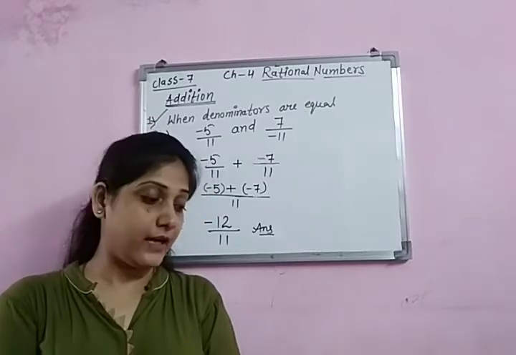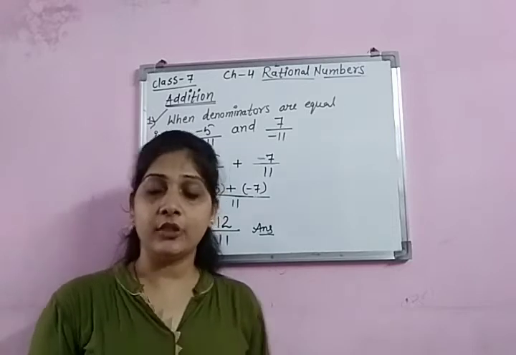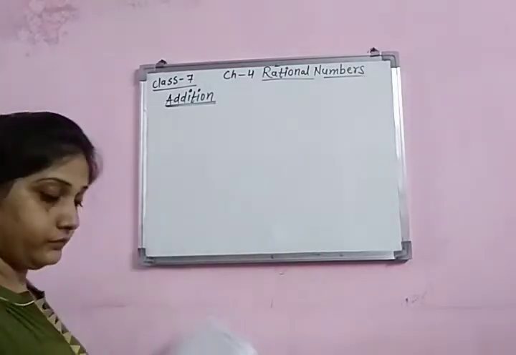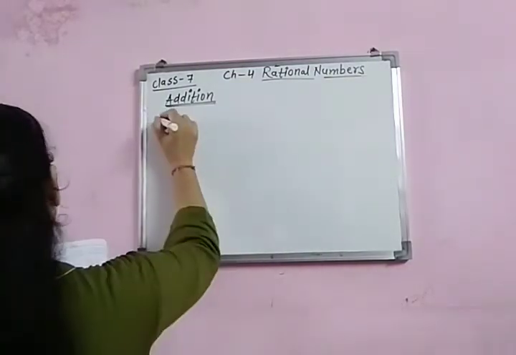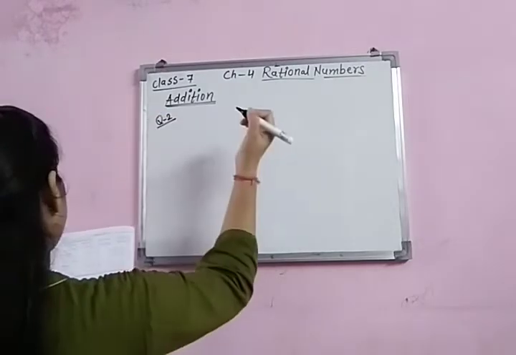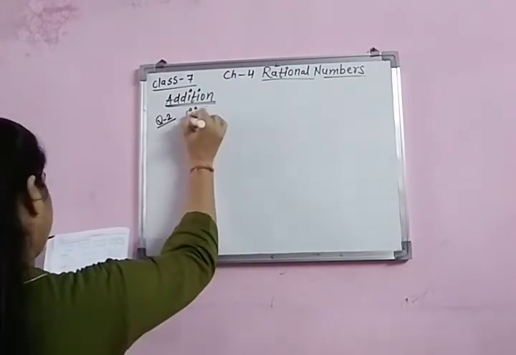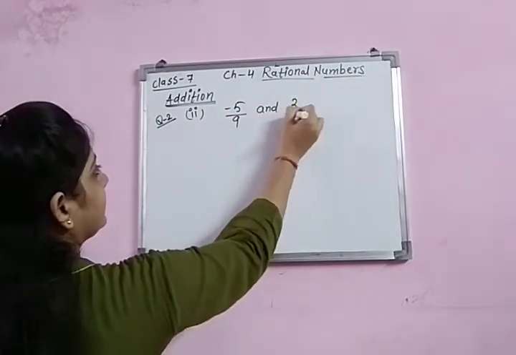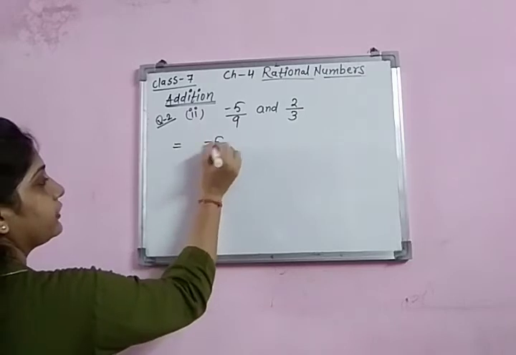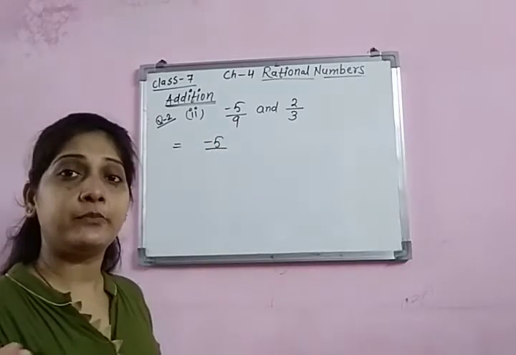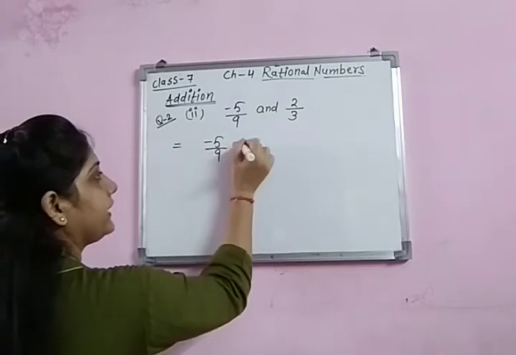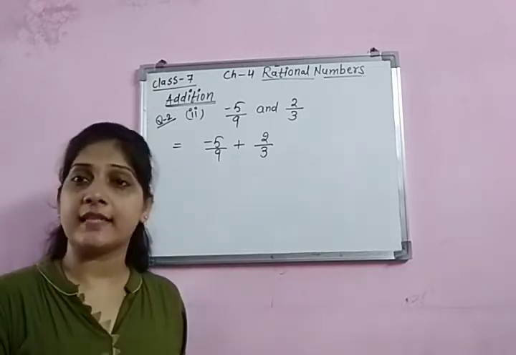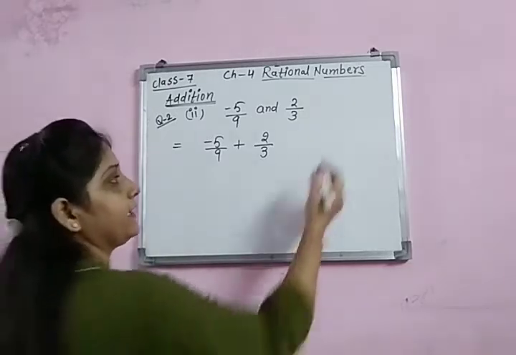Now, question number 2, when the denominators are not equal. How to solve that question? Here I am sharing the second part, negative 5 by 9 and 2 by 3. The steps will be the same, children. If the denominators are negative, make them positive. So negative 5 by 9 plus 2 by 3. Now look at the denominators. These are not the same, so we have to take the LCM.